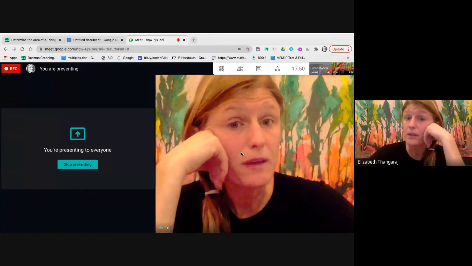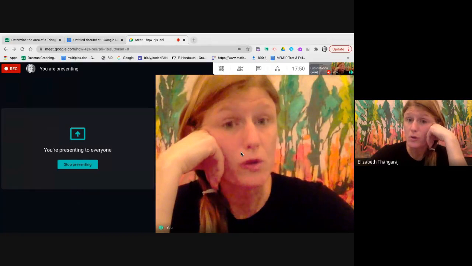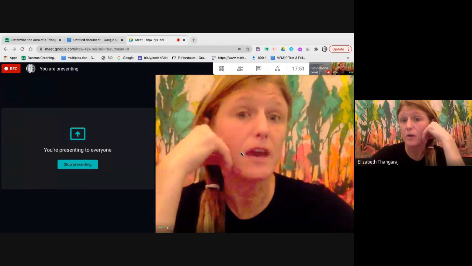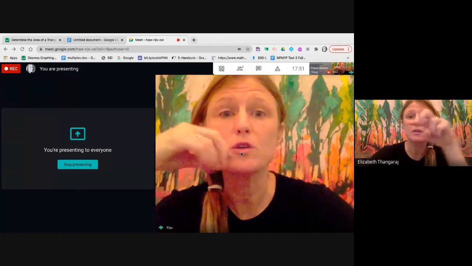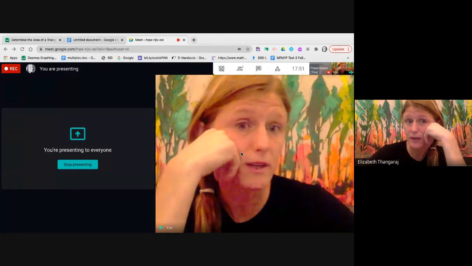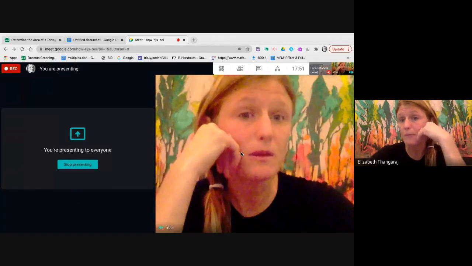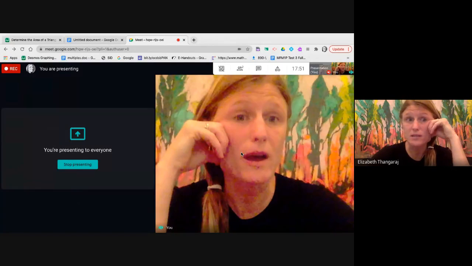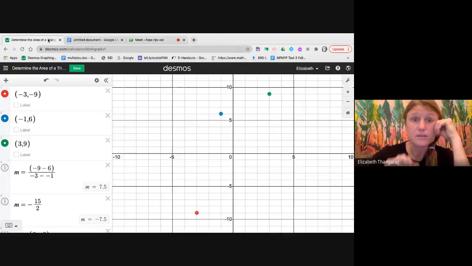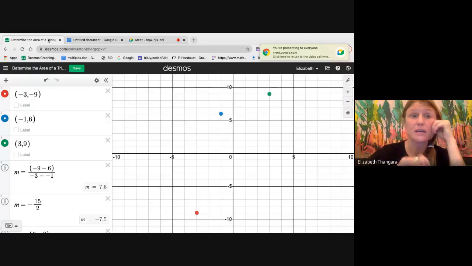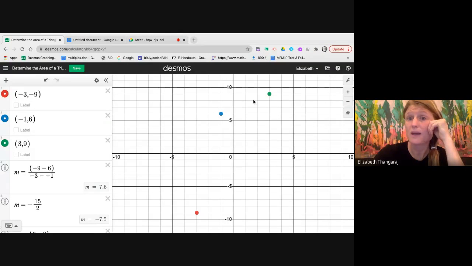I am going to make a video tonight to show you an example of finding the area of a triangle when you're given 3 points in the coordinate plane. The example that I'm going to show you tonight, I have graphed on Desmos. Here is Desmos right here. You can see I've got 3 points. I have the red point, the blue point, and the green point. The point -3, -9, the point -1, 6, and the point 3, 9.